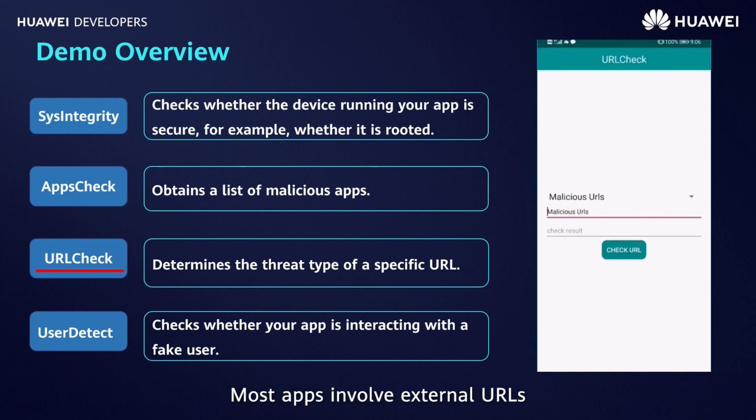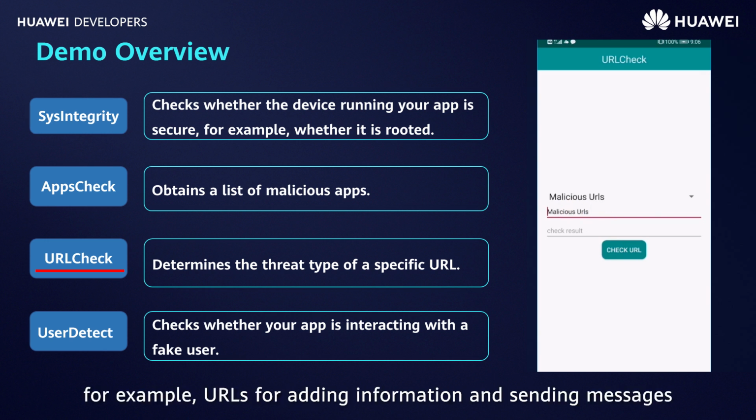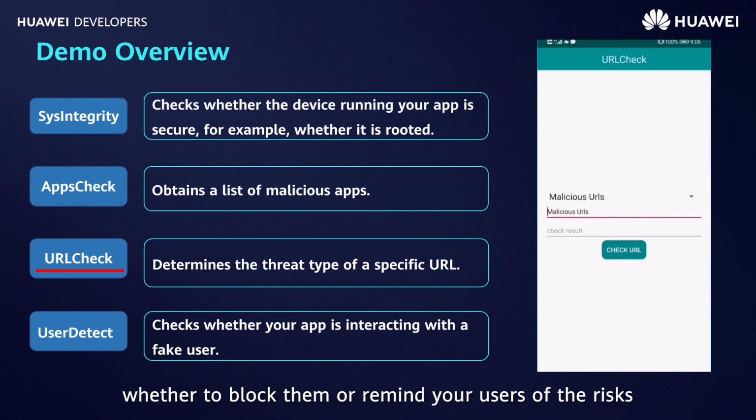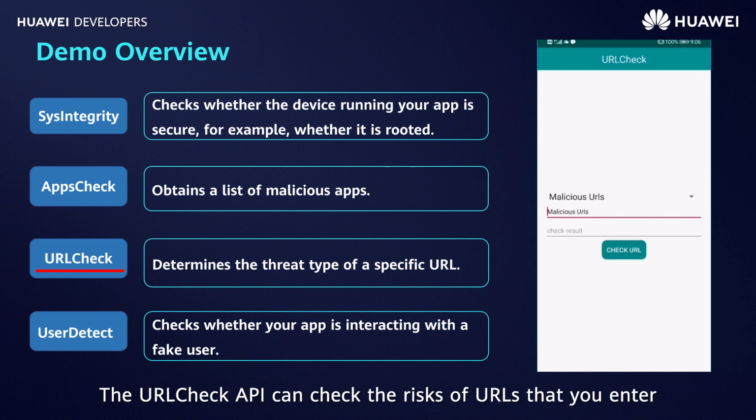Most apps involve external URLs. For example, URLs for adding information and sending messages. For these URLs, you need to check whether they are risky. If yes, you can evaluate them and determine whether to block them or remind your users of the risks. The URLCheck API can check the risks of URLs that you enter.